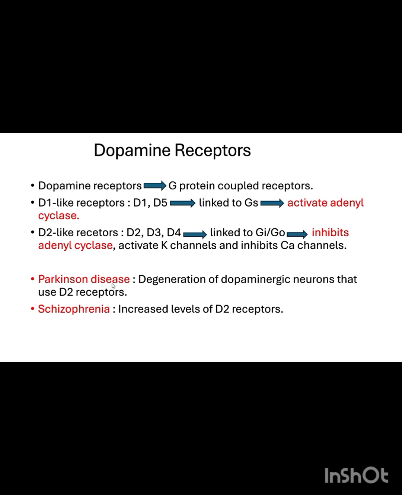Okay, then we have two diseases related to dopamine. One is Parkinson disease. There is degeneration of dopaminergic neurons that use D2 receptors. So in Parkinson's disease, there is decreased dopaminergic activity. And the second one is schizophrenia, in which there is an increased level of D2 receptors. So in schizophrenia, there is increased dopaminergic activity in the body.